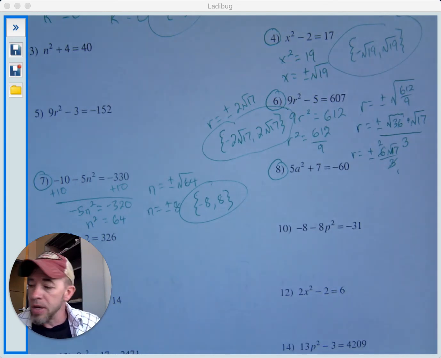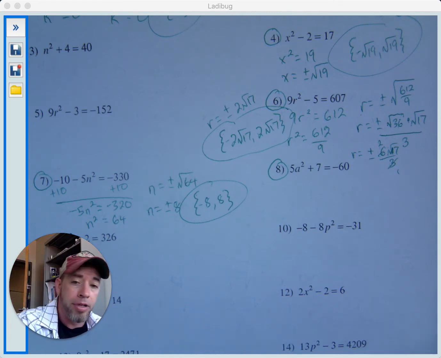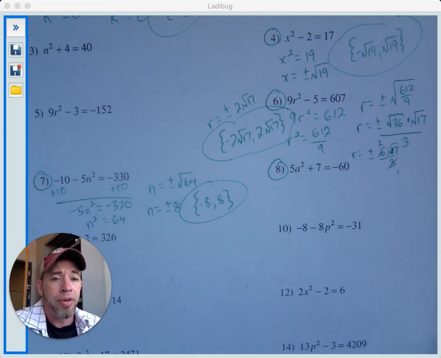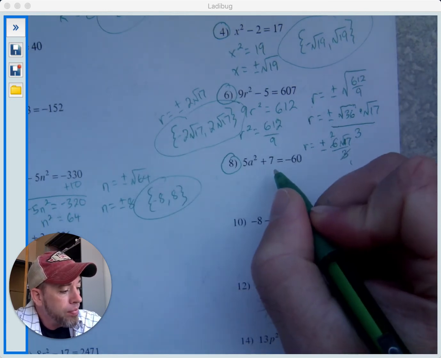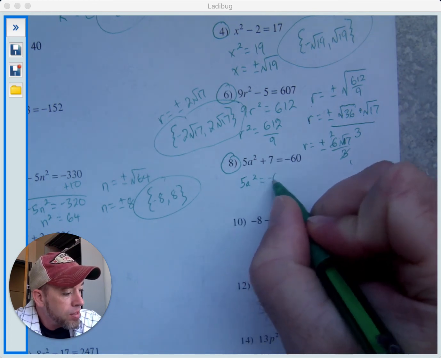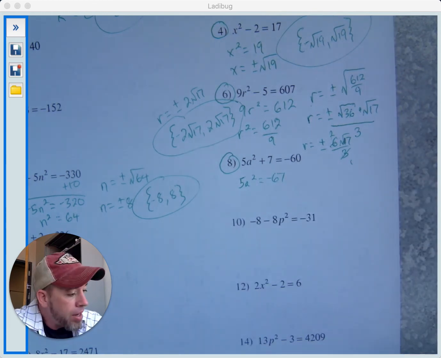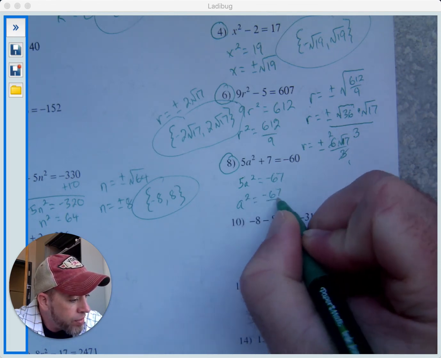All right, I saved the best for last. Maybe it's a doozy, I don't know. We'll see. I'm not sure. I think it's a little hard to simplify, but not hard to solve. So let's subtract the 7. We get 5a squared equals negative 67. Divide by 5, we get a squared is negative 67 over 5.